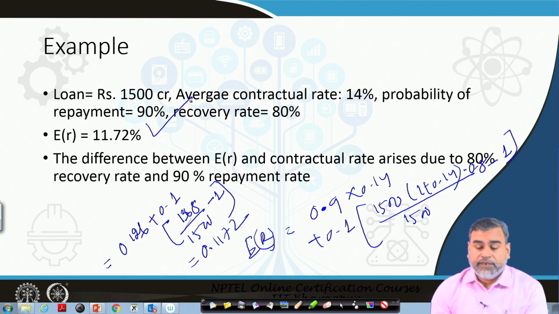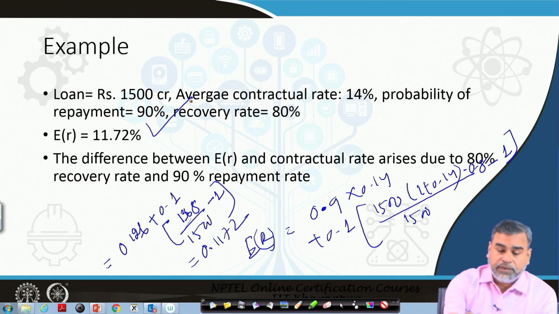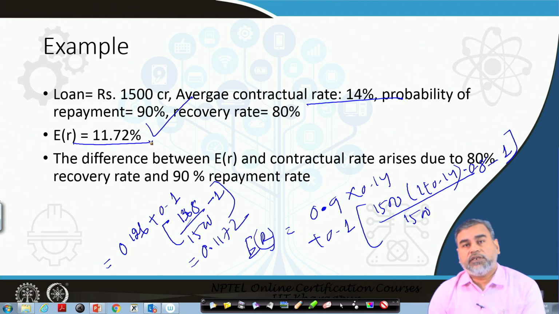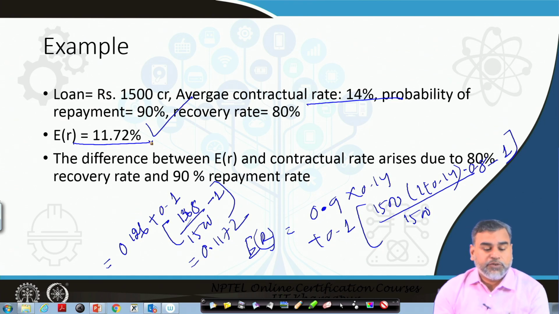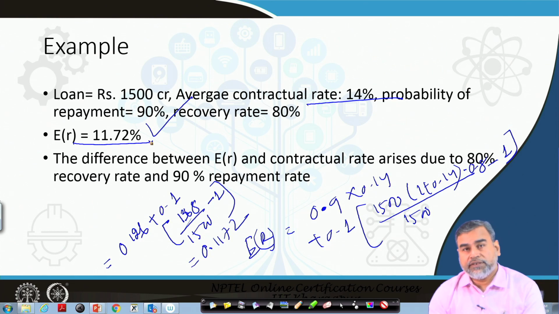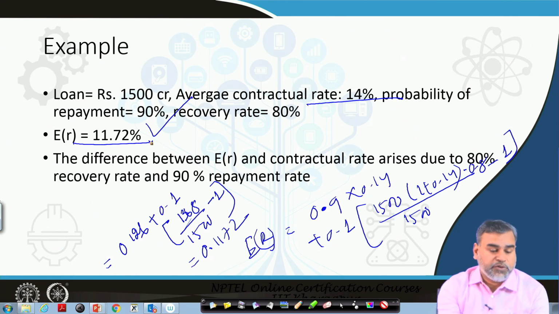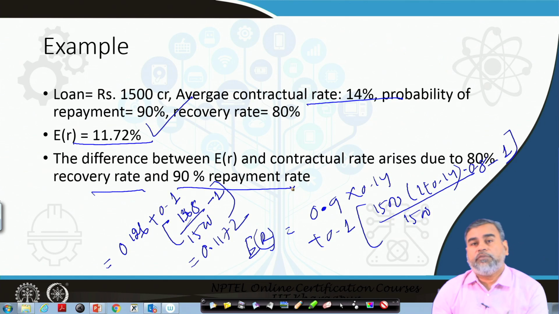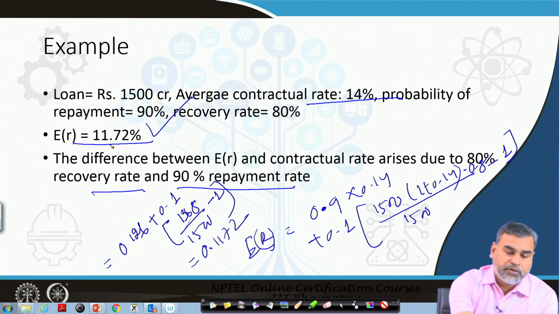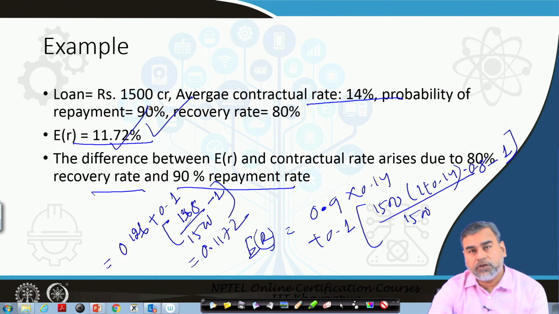But the contractual rate is 14%, that we have taken. The contractual rate is 14%, but here you got your expected return as 11.72%. So, there is a deviation between the contractual rate and the expected rate. Now, why does the difference between the expected rate and contractual rate arise? Because there is an 80% recovery rate and a 90% repayment rate. If these rates were 100%, then obviously we will find that the contractual rate will be equal to the expected rate. That we can keep in mind.